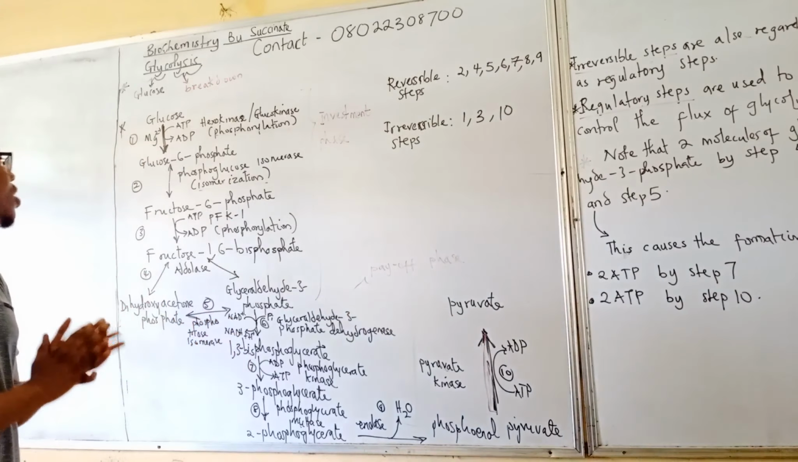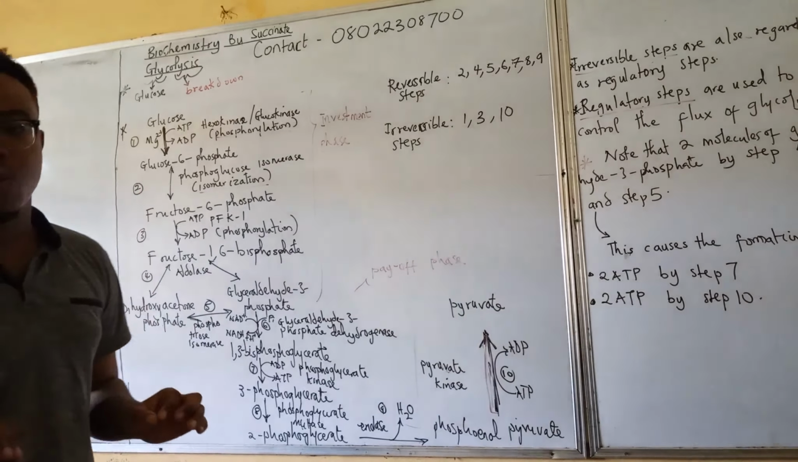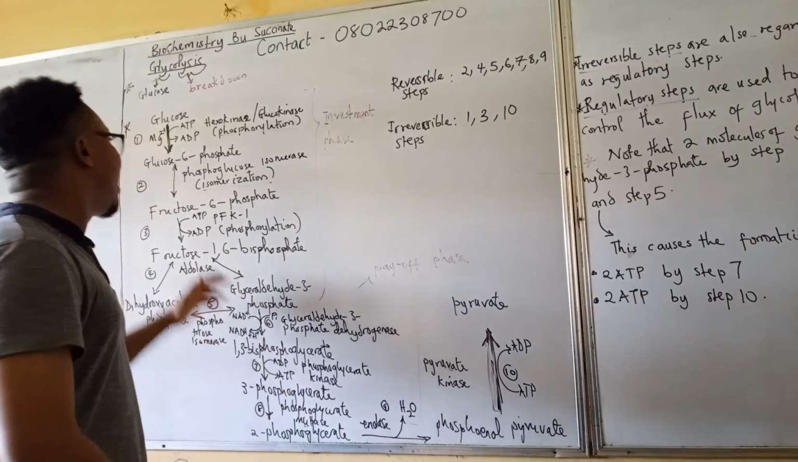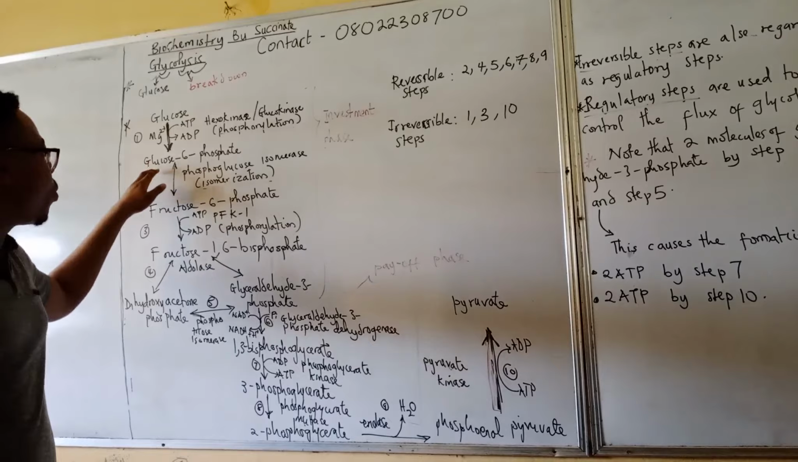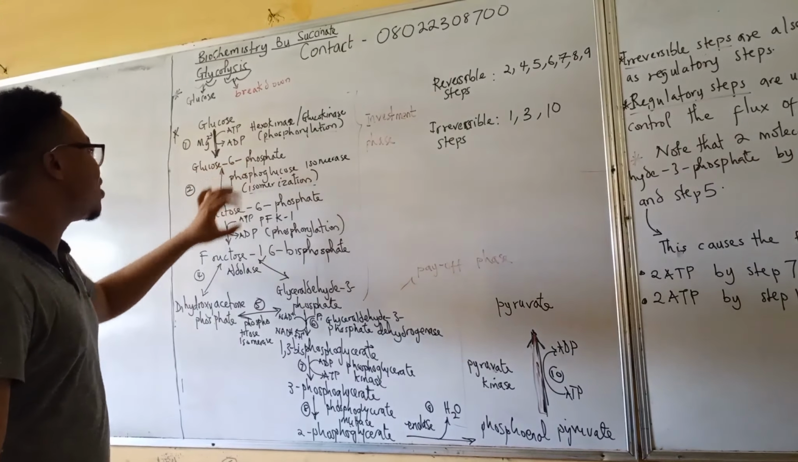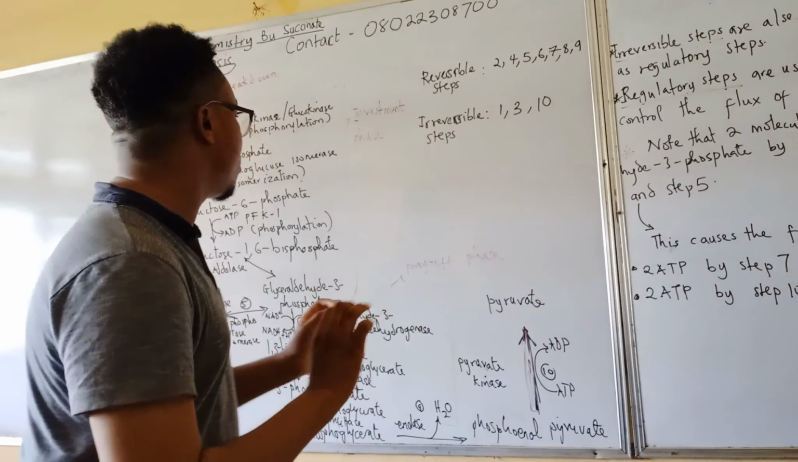Then the next step, which is step 2, involves a process called isomerization. Why is it called isomerization? It is called isomerization because glucose is changed to fructose. They are both isomers of each other. So glucose 6 phosphate is changed to fructose 6 phosphate. Please take note of the distinction.